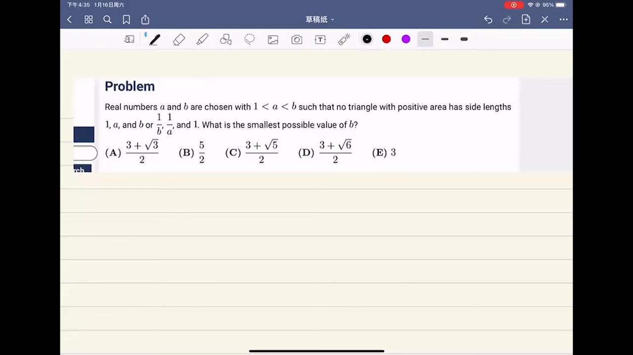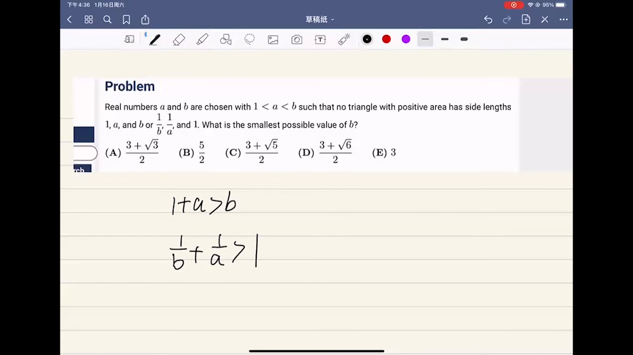You guys can go. I guess I'm stuck again. Okay, so let's see. According to the triangle rule, we know a plus a needs to be greater than b, right? And we also have b needs to be greater than 1 in order for them to become a triangle with a positive area.